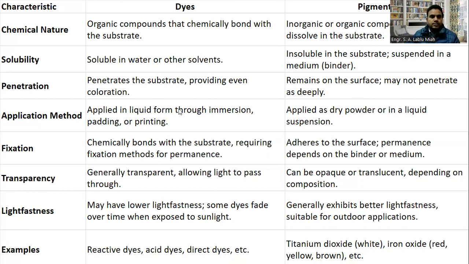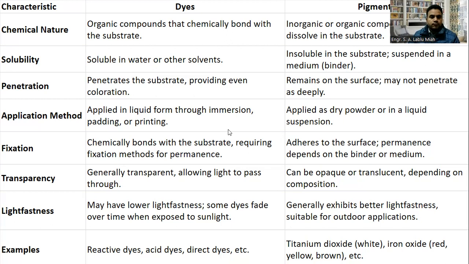Another difference is according to the application method. Dyes are applied in liquid form through immersion, padding, or printing. So by this way, we are able to apply the dyes during coloration to the textile material. Three methods have been given: one is immersion, another is padding, and the final one is printing. But in case of pigment, it is applied as dry powder or in a liquid suspension.